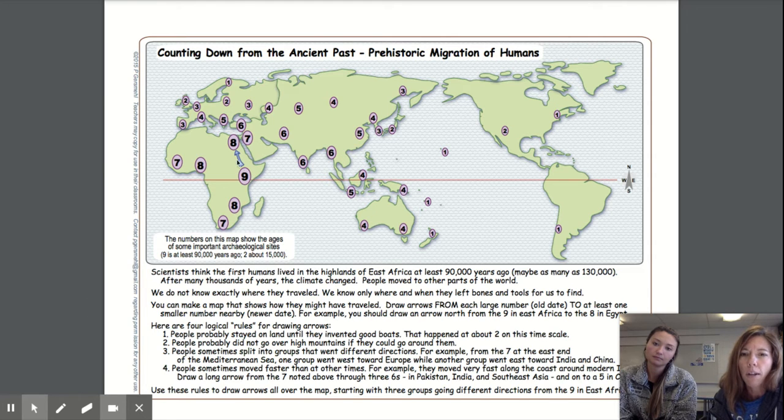So you can see they've drawn in one arrow. They've gone from number 9 to number 8 because the numbers go down the further away they get over time and over space from this original spot. It explains it a little bit down here. It says, draw arrows from each large number, the old date, to the smaller numbers, the newer date. So for example, you should go from 9 to 8. And they've done that one example for you there.